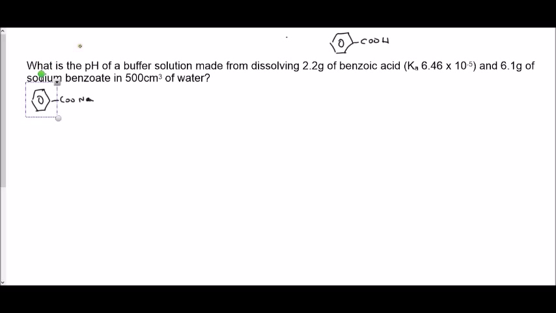Quite a tricky buffers calculation question. This time you've got some masses and a volume. Pause the video, have a go at this question now.